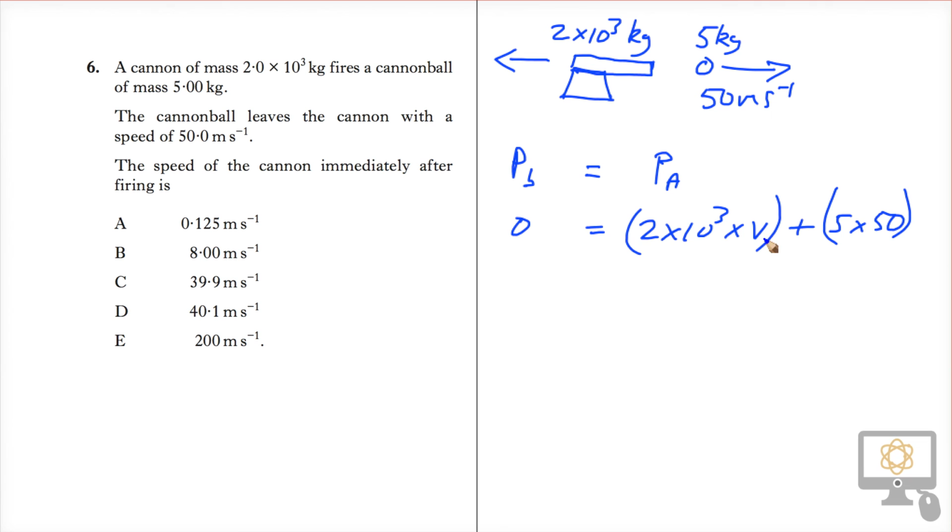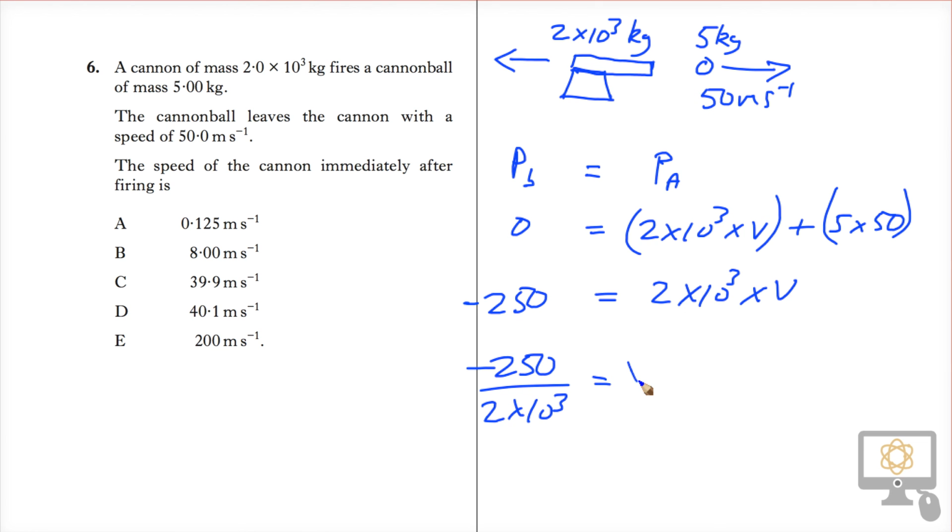Okay, so we've got an equation with one unknown, we need to rearrange. So we'll take this and we'll bring it over to the other side. 5 times 50, 5 times 5 is 25, so that's 250. But we've subtracted it from this side, so therefore it's a minus sign, because we must subtract it from the 0. And that's equal to 2 times 10 to the 3 times the speed, and that's the speed of the cannon itself. So simply rearrange here, so that becomes negative 250 over 2 times 10 to the 3, and that gives us the speed of the cannon.